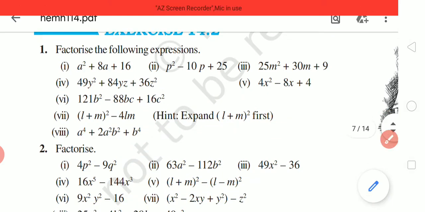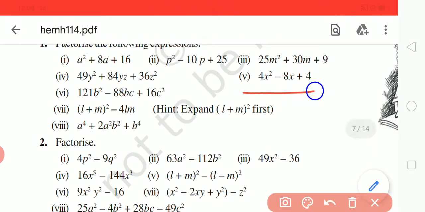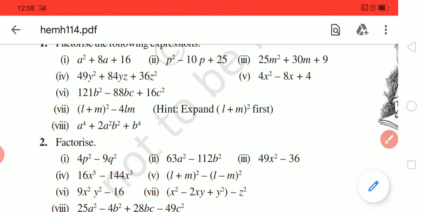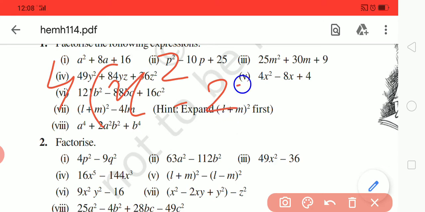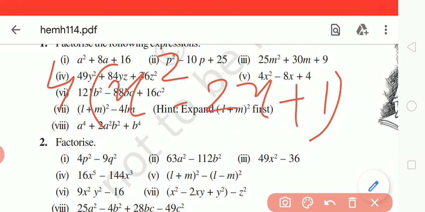Now let us start the fifth part. Here you can see this is multiple. All the coefficients of the three terms in the expression are the multiples of 4. So you can take 4 as the common. So I am taking 4 as the common. Now the expression is x square minus 2x plus 1, right? Because you have taken 4 as the common, what is the meaning of taken common? Means you will divide each term of the expression by 4 and the quotient will be written in the bracket, right?